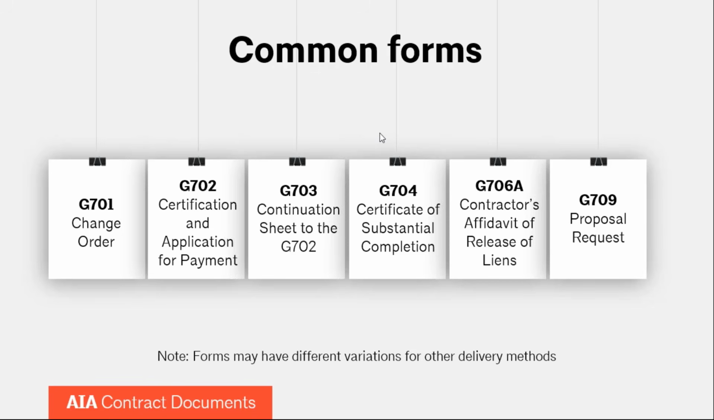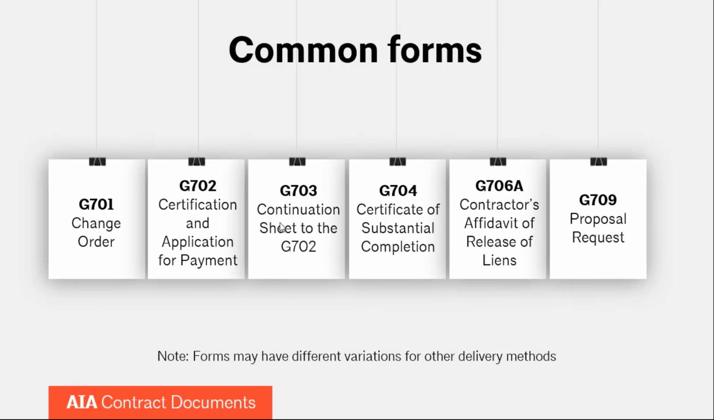By the same token, we have G702 and G703. Those are the payment request forms. So a contractor would use those to request payment, and the contractor is going to break down their detail on the G703, and that's just a table, and then submit the request on G702, and then the architect is going to certify that payment, and then the owner pays the contractor. That's how that is set up.